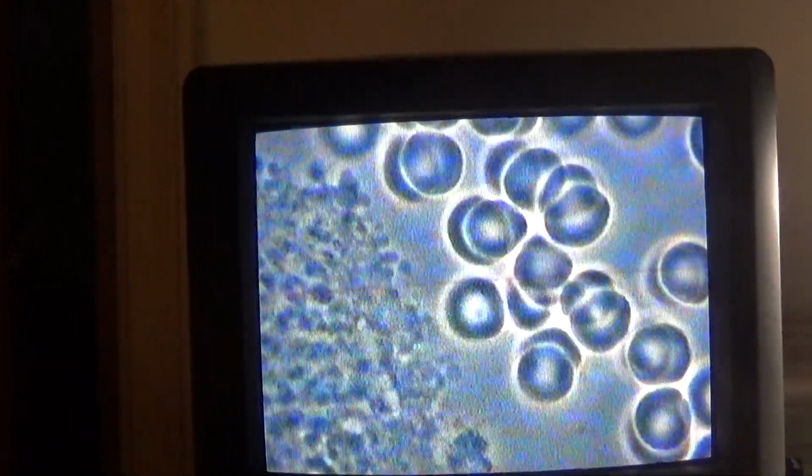Okay, so back here to the biofilm. See if I can find a little better place to look at the blood cells more closely.